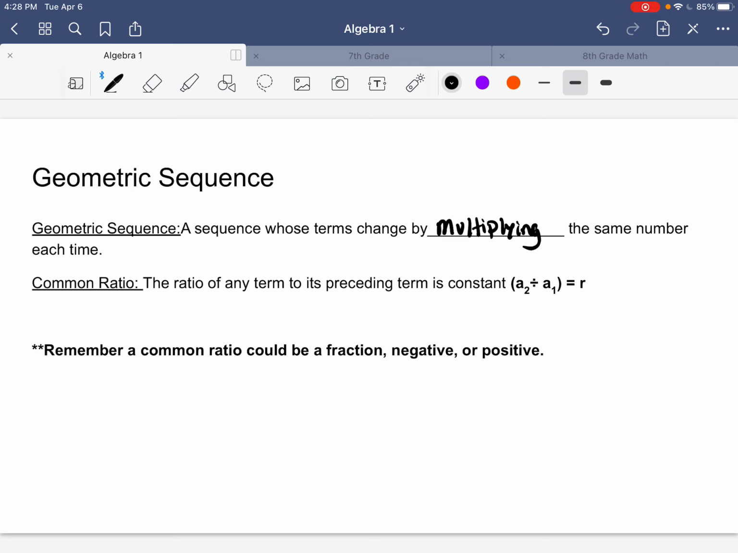the same number each time. When you multiply that same number, you get something called a ratio. In this case, we're going to have a common ratio, and we're going to use the letter R to describe that. It's super easy to find R because you take any two values and divide them. A couple of things to think of: the common ratio can be a fraction, like 1/4. It can be negative, like -3. And it can be just a positive number, like 10. So just stuff to look forward to.